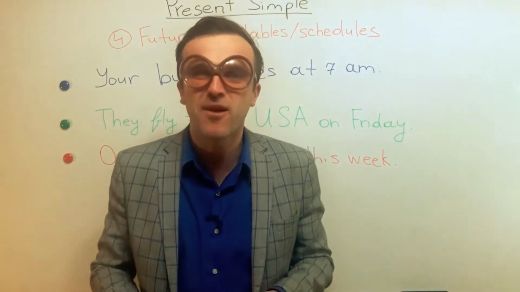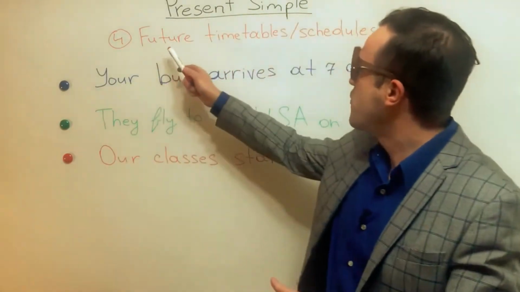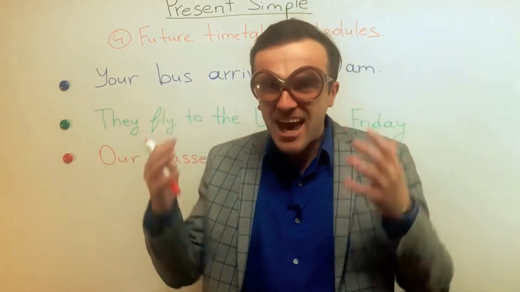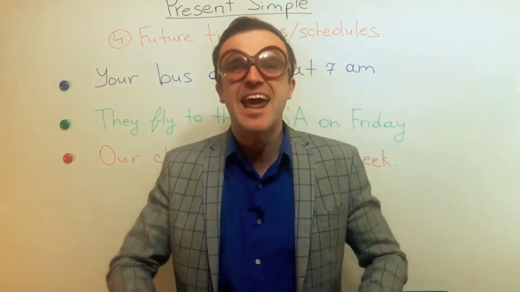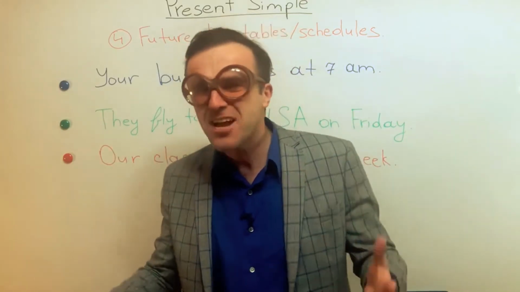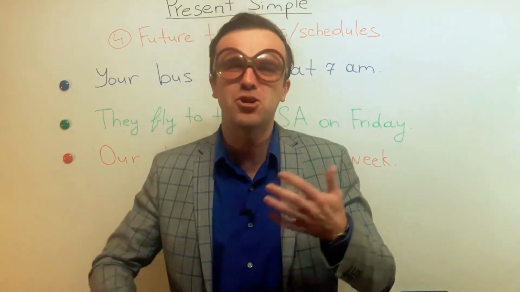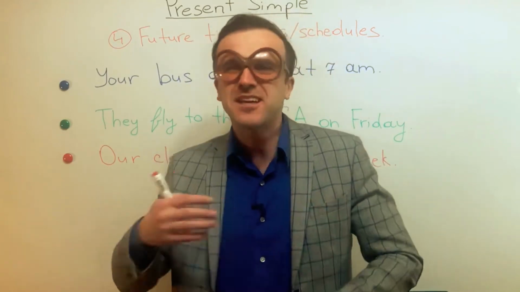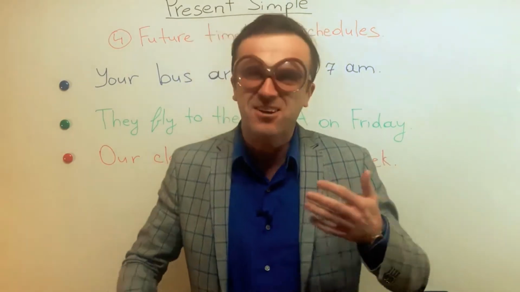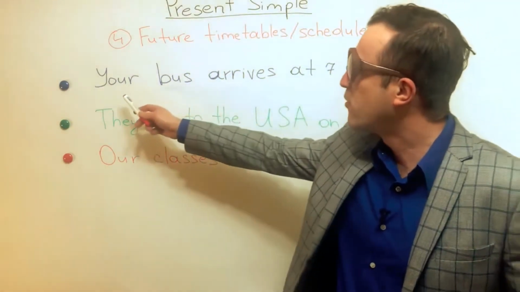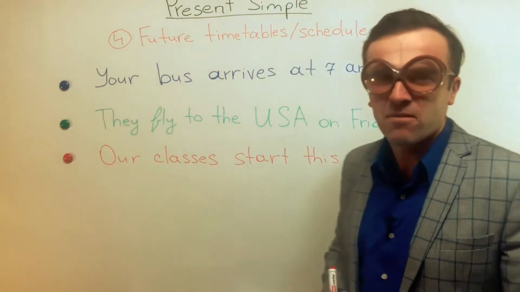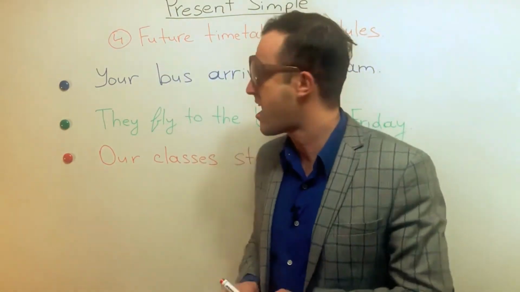The first way of using the present simple is for future timetables or schedules. Schedule is like a British way to say it. A schedule is something that you put on the agenda, you have the plan, you have something to do this week, that week, next week, okay? So, for example, your bus arrives at 7 a.m. So don't be late for this bus.